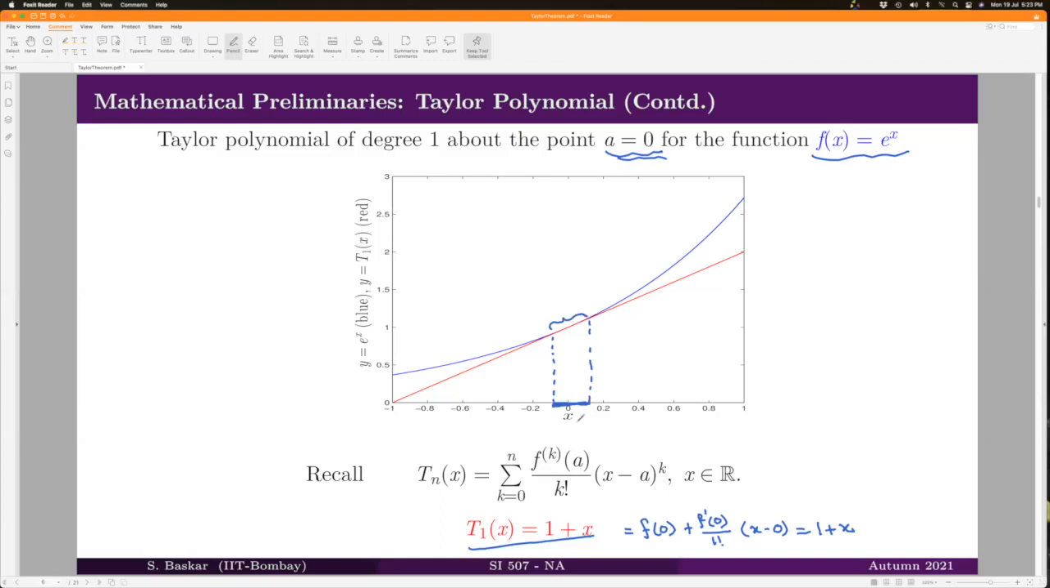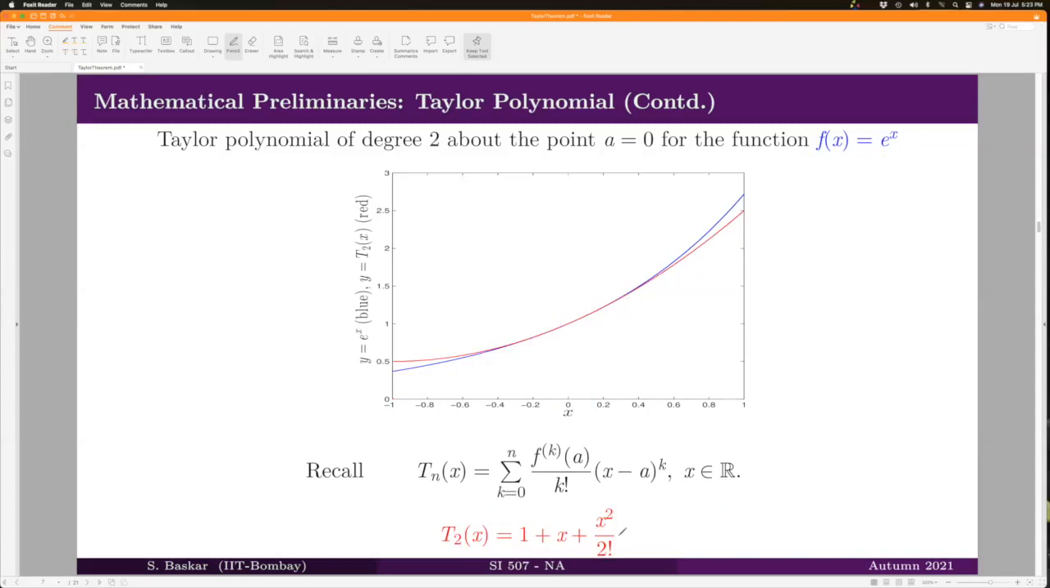Let us take n equal to 2 and see what happens. In the case of n equal to 2, the Taylor polynomial of degree 2 for the function f(x) equal to e to the power x is given by 1 plus x plus x squared by 2. Its graph is again shown in the red solid line, and the graph of the function e to the power x is shown in the solid blue line.